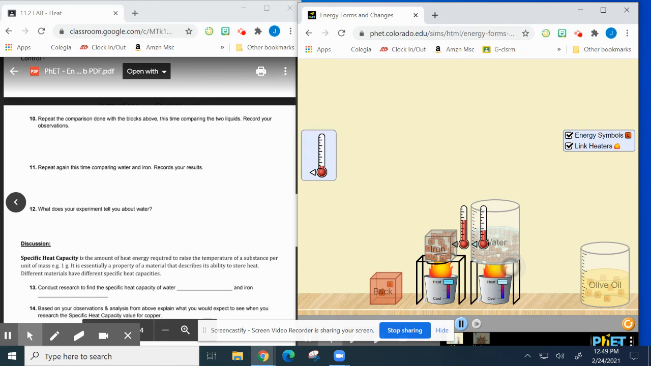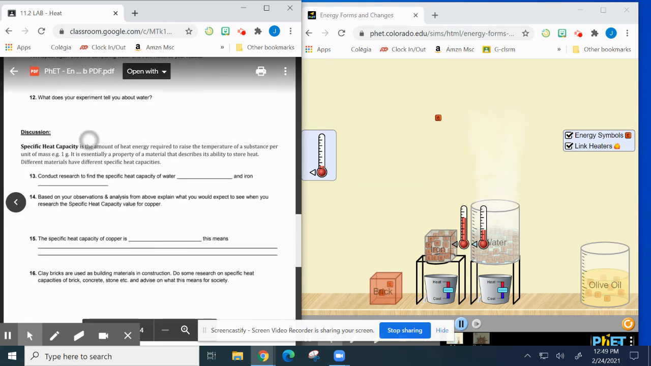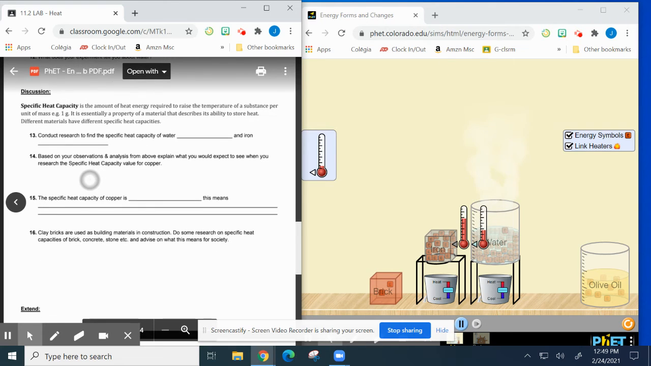Look at how much faster the iron heats up than the water. Wow, that's pretty cool. And the brick heated up a little bit faster than the iron. So it's going to heat up even faster, right? Interesting.